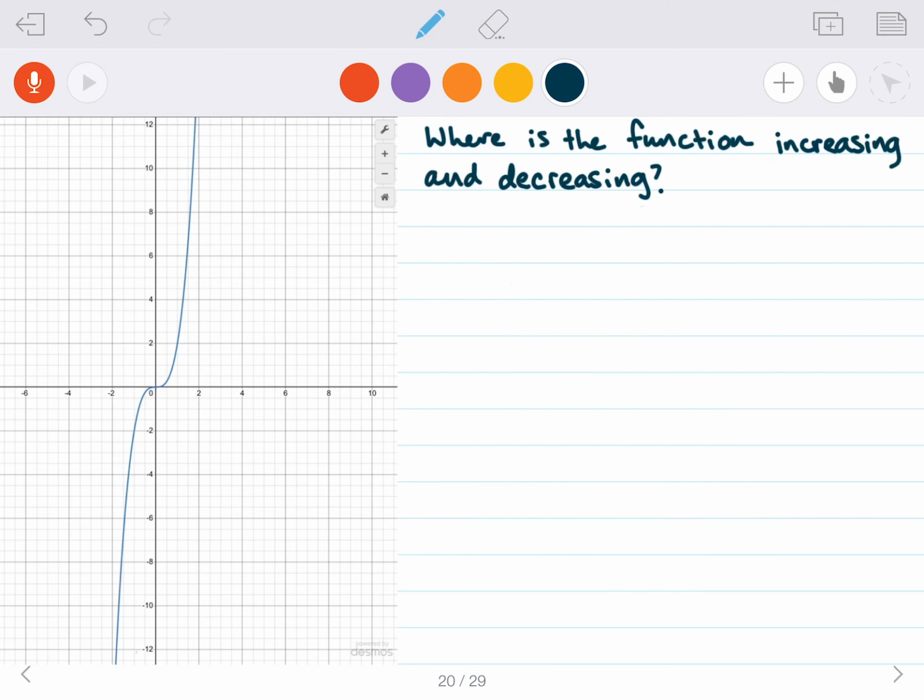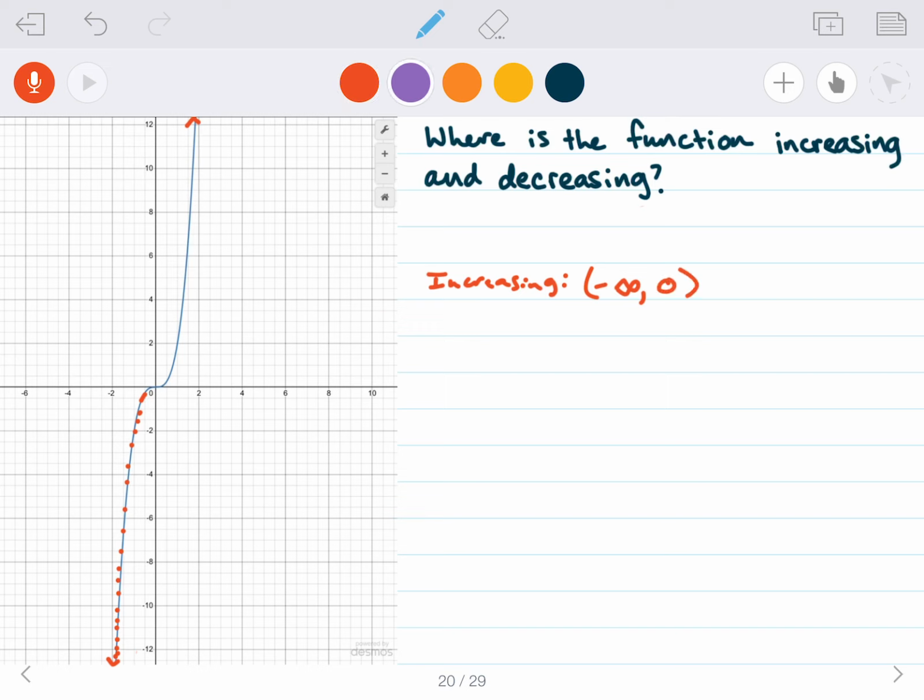Where is this function increasing and decreasing? So we start from the leftmost point, which looks like it's going off the graph. So it looks like it's increasing from negative infinity all the way up to 0, and it kind of flat lines a little bit. So this thing is increasing from negative infinity, x equals negative infinity, to x equals 0.